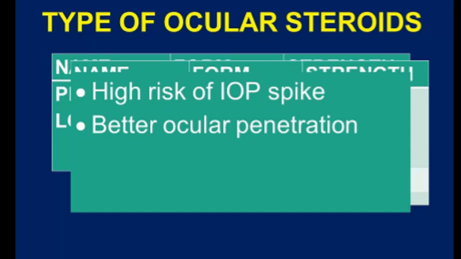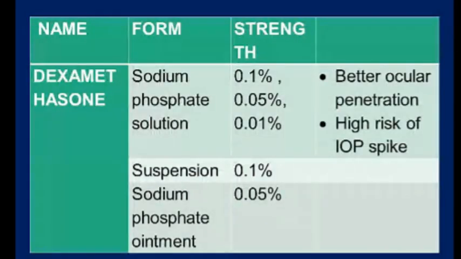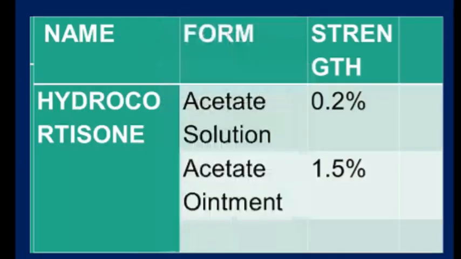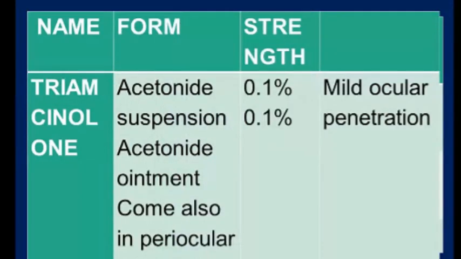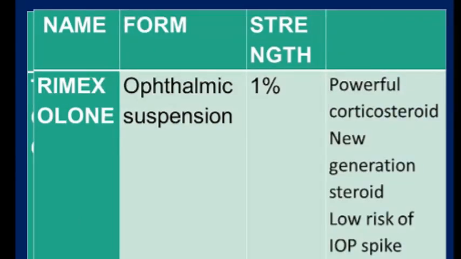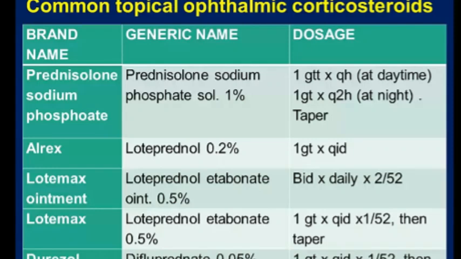So it has a better ocular penetration, hence the reason for IOP spike. Another example is dexamethasone. Another example is hydrocortisone, triamcinolone, sorry, and remexolone. So you just make screenshots and you read.